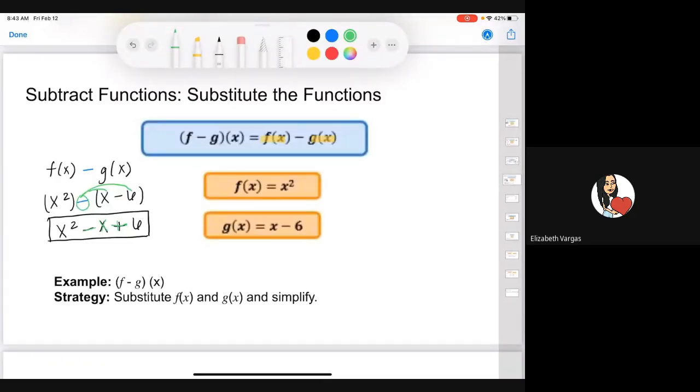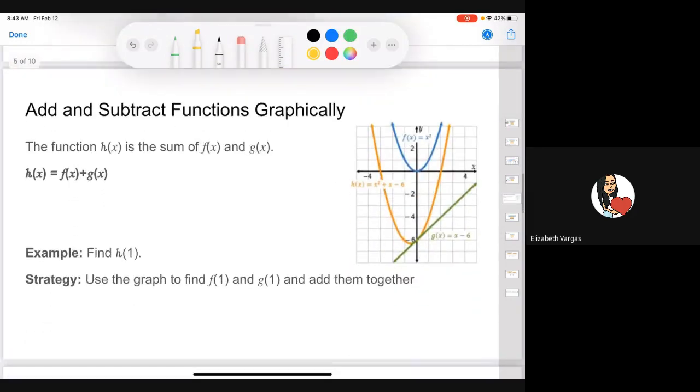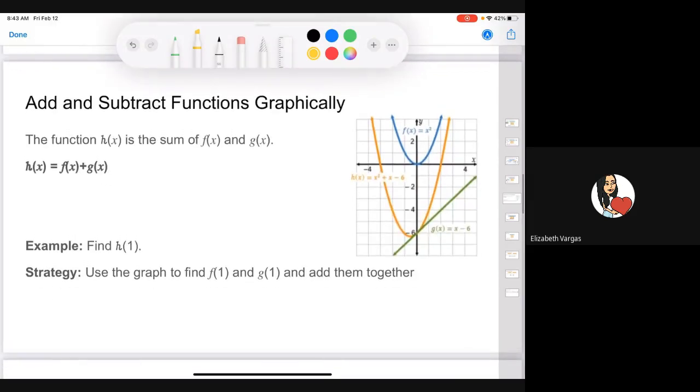Okay. So again, this is for subtracting two functions. All right, now we're going to move a little bit further, and we are going to apply the function rules for adding, and then we are going to solve. This one says the function h(x) is the sum of f(x) and g(x). So the function h(x) is equal to f(x) plus g(x).